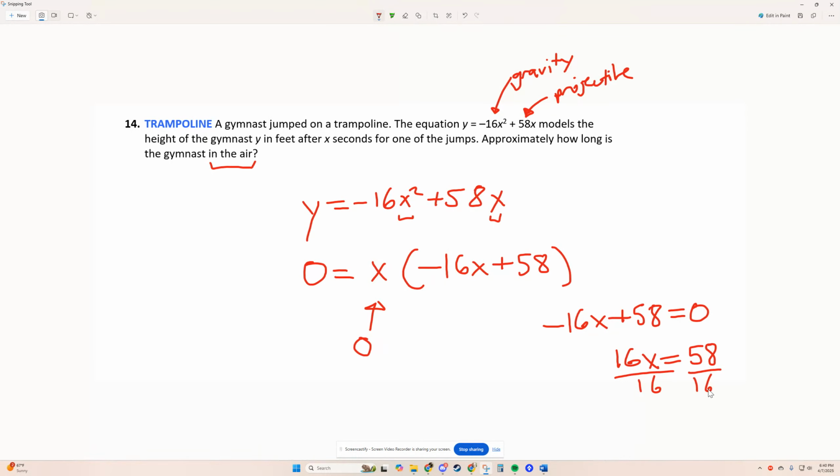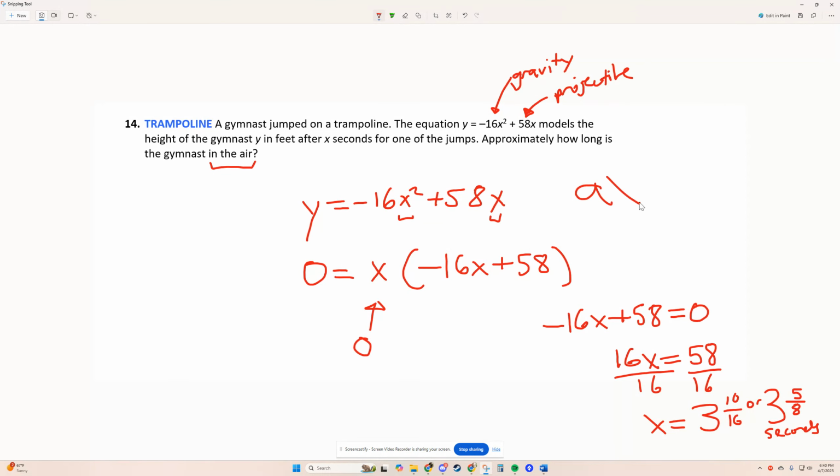Divide by 16. X is 3, right? And is it 10 sixteenths? Or 3 and 5/8 seconds. So that's how I would do that one.